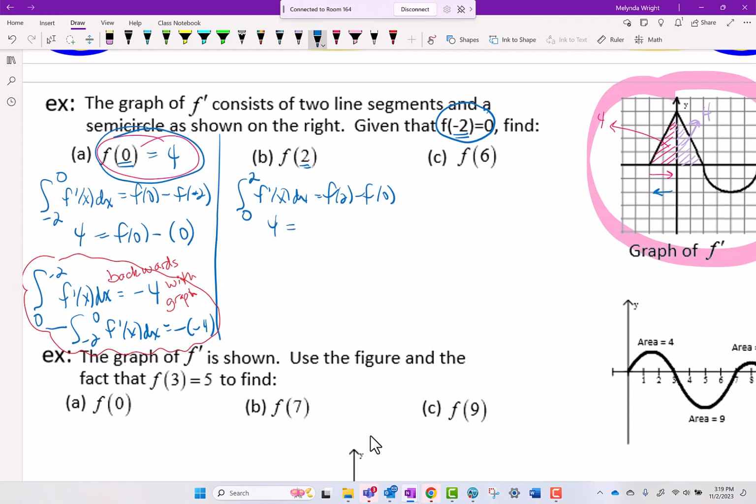We don't know f of 2. That's what we want to know. Minus f of 0, which we calculated in the previous part to be 4. Okay, so in this instance, f of 2 is going to be 8. Okay, so now I have that value.